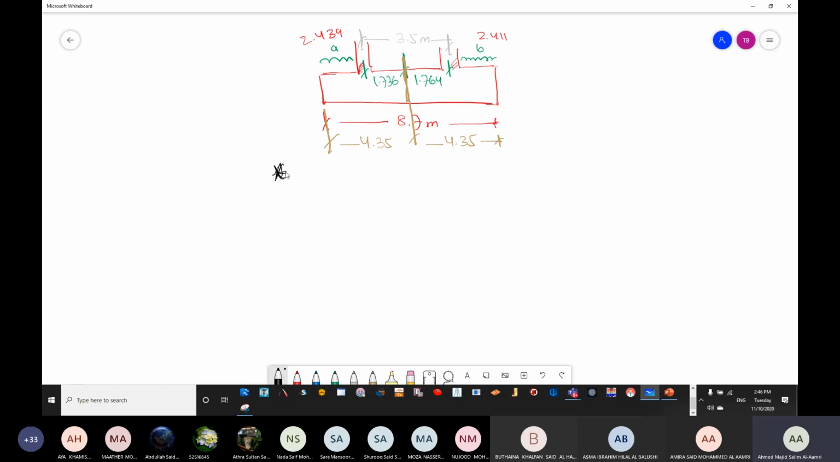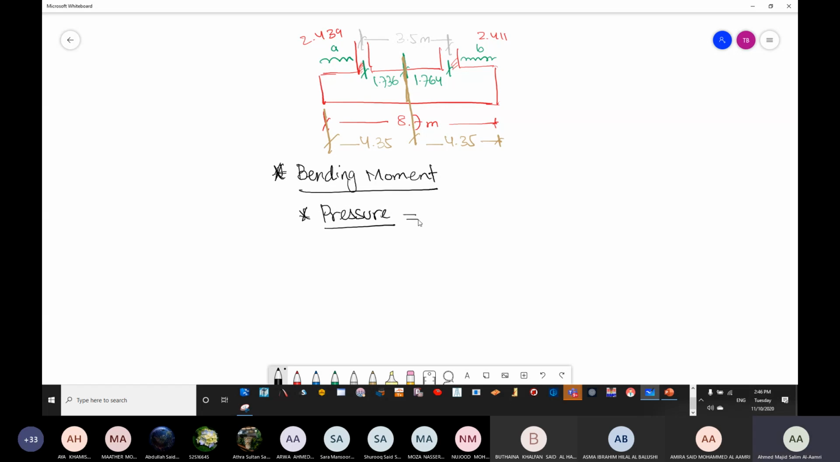The next step is to calculate the bending moment. And before calculating the bending moment, we need to calculate first the pressure. And we said which pressure is used to calculate the bending moment. Is it the ultimate or is it the surface? Ultimate. You said ultimate, right?